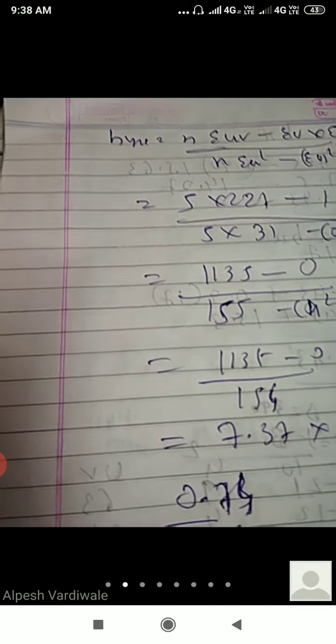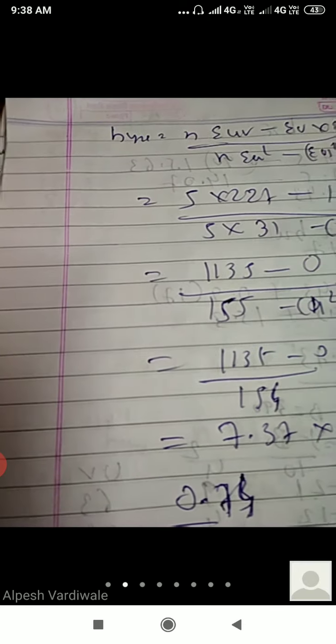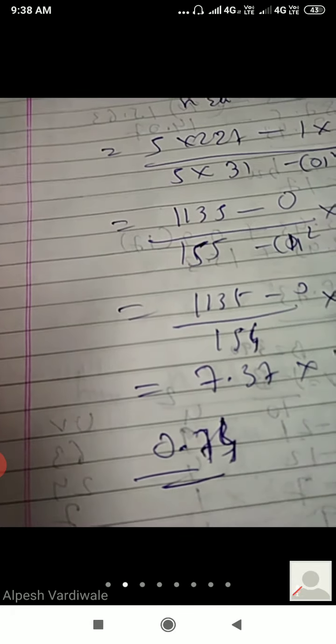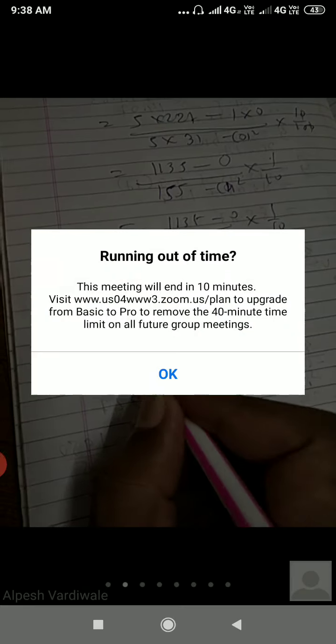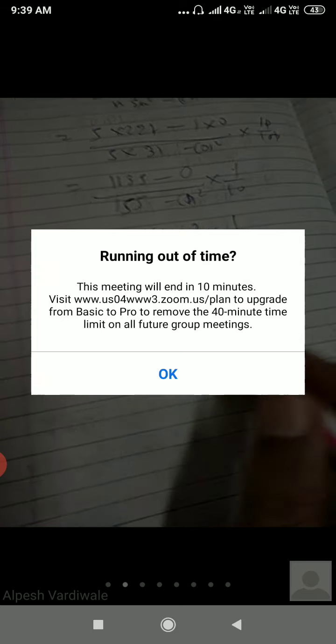So that is the value of a. Value of a, that is y bar minus b x bar. Okay. So y bar value is given. What is the y bar value? Here 390. Okay. So 390. Put the value here 390.